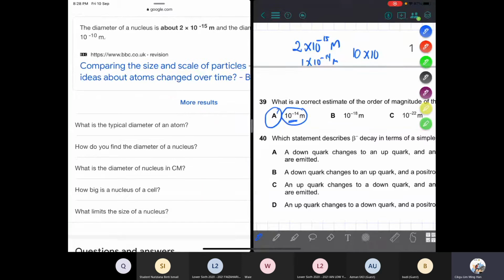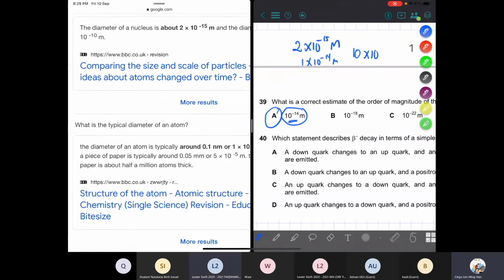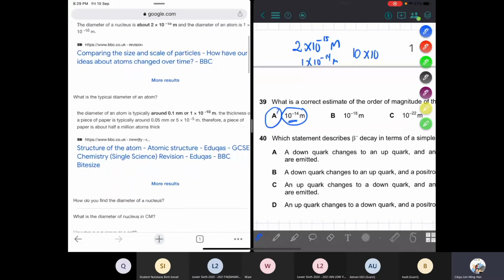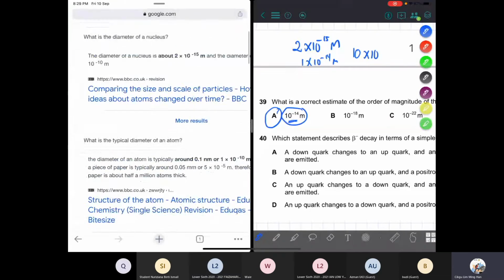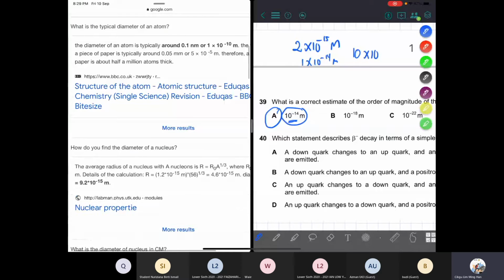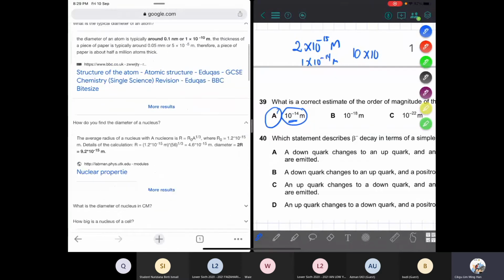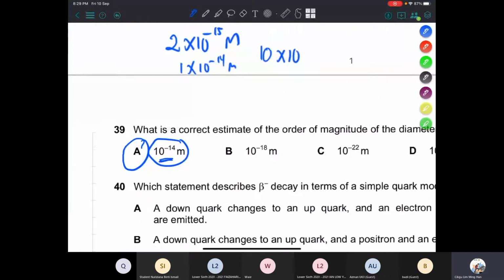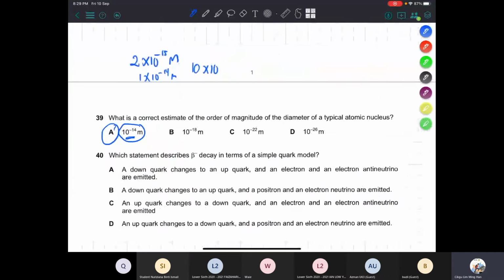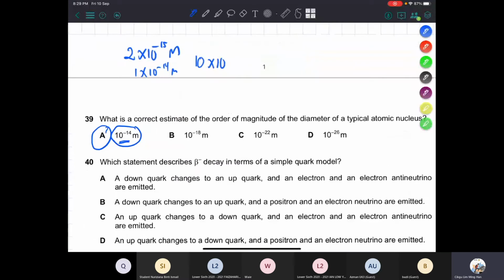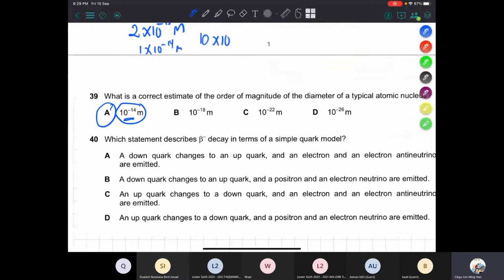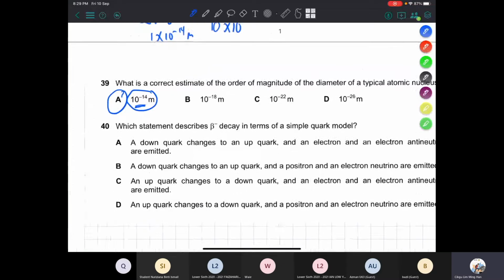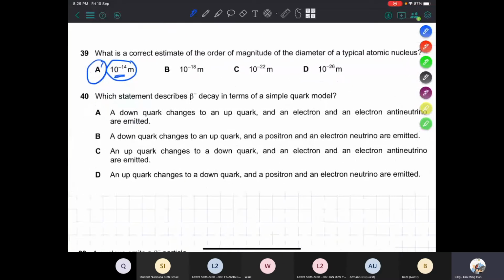Typical atom diameter of an atom. This is an atom, sorry. Not the answer. Diameter of a nucleus. Minus 15 is the answer, because I don't trust this answer. There must be something wrong, but that's the best we can have. Sekarang tak check. I forgot to cut and paste the year, so never mind.